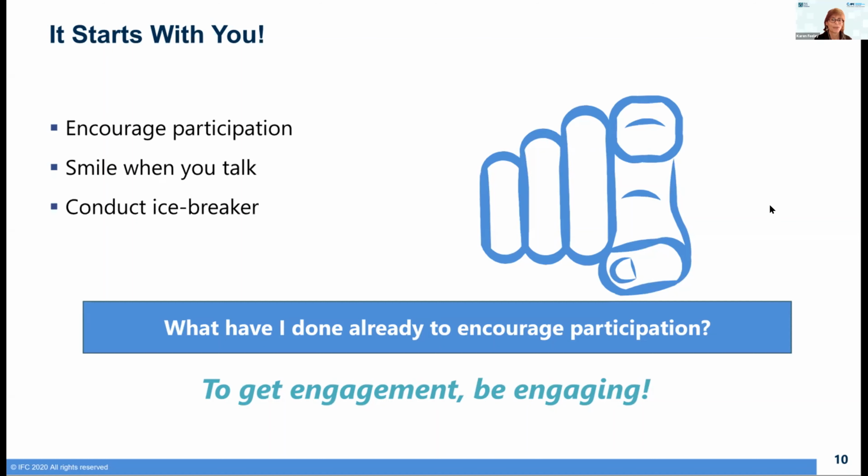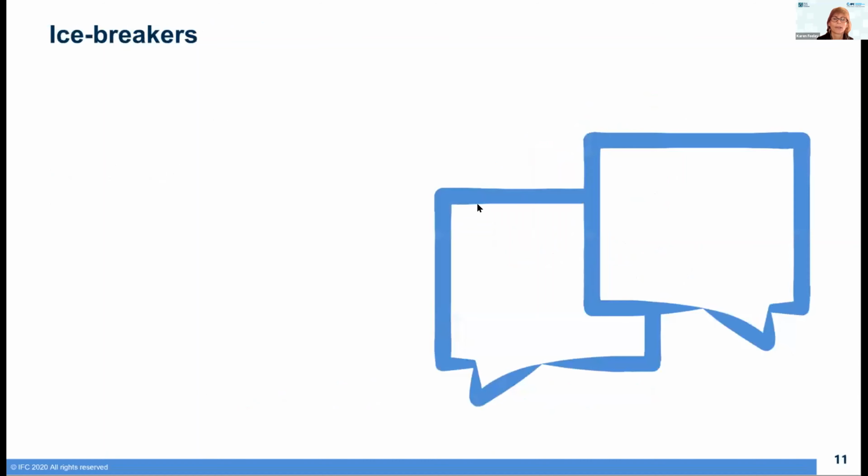And then, as you mentioned, conduct some type of icebreaker. Even if it only takes less than 5 minutes, conduct some sort of icebreaker activity to get the audience used to the idea of participating. And icebreakers also serve a few other important purposes. First of all, they encourage participation.